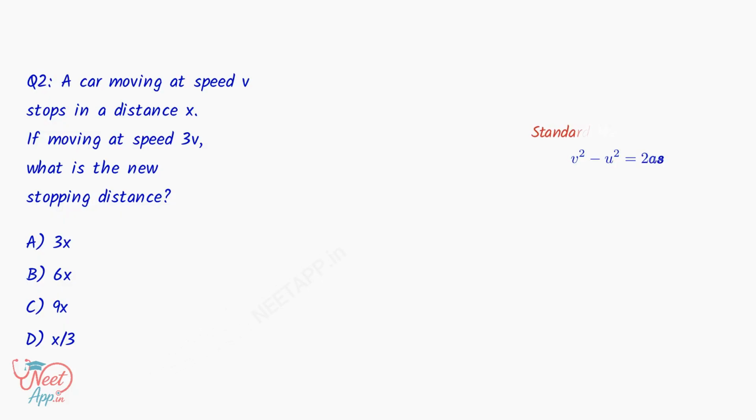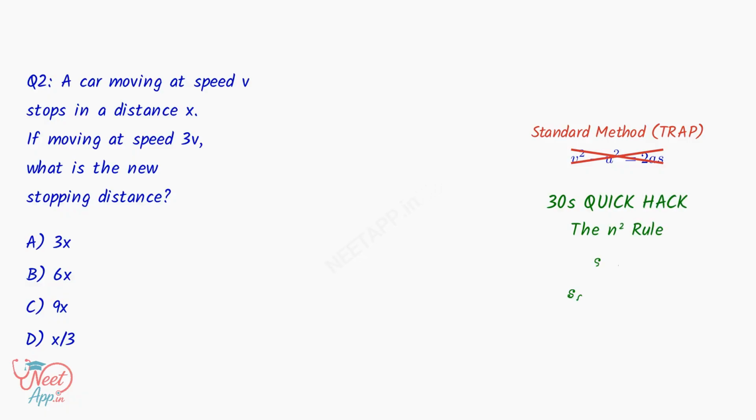You are taught to set up v squared minus u squared equals 2as for the first case to find the retardation. Then plug that messy variable into a second equation for the new speed. That wastes valuable exam time. Here is the 30-second hack, the n squared rule. Since the final velocity is 0 and the braking force is constant, stopping distance is always directly proportional to the square of the initial speed. If you multiply the speed by a factor of n, the stopping distance is automatically multiplied by n squared.